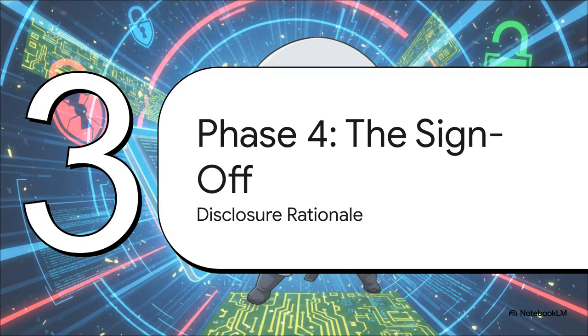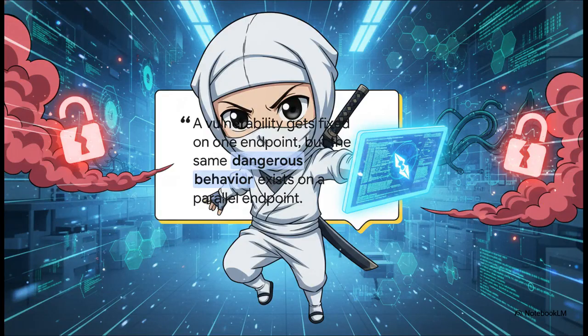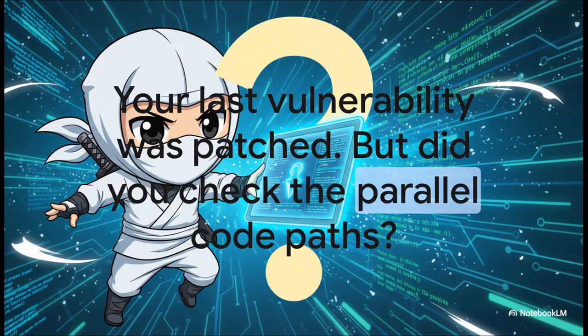We are now in the final phase, the sign-off. It's important you understand why we do these disclosures. This quote really gets to the core lesson here. This isn't just about Langflow. It's about a pattern of incomplete fixes that we see all the time. A vulnerability gets patched on one endpoint, but the fundamental flaw, that dangerous code pattern, is never audited across the entire code base. Developers fix the symptom, not the disease, and that leaves these parallel code paths just wide open for the next attacker.